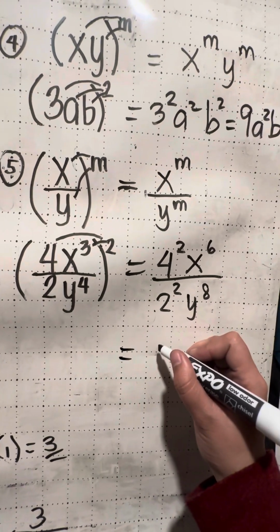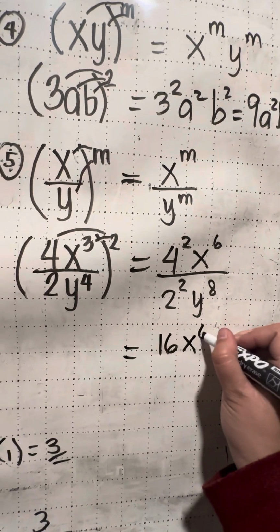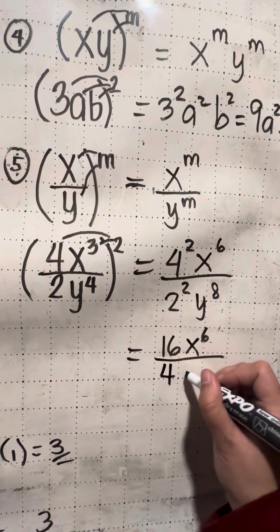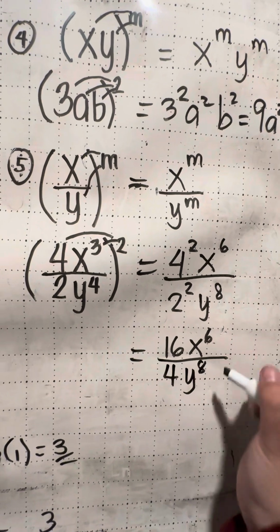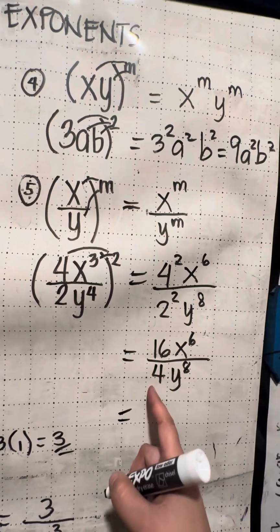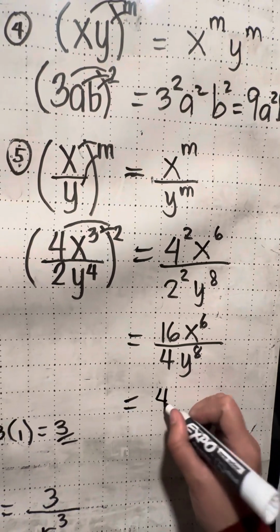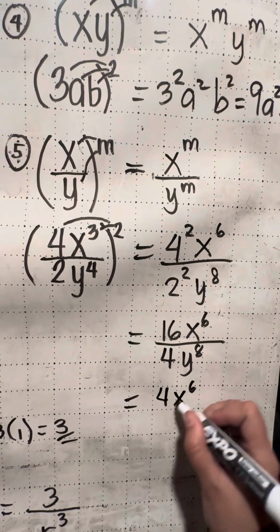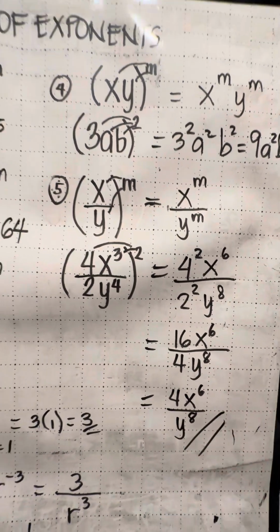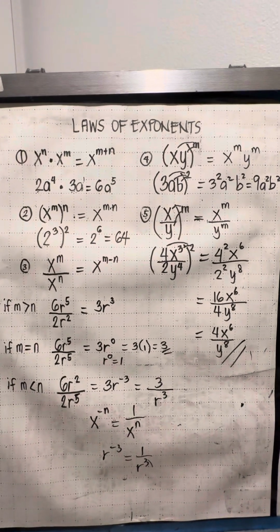So 4 squared is 4 times 4, that is 16. And then x to the 6th power over 2 squared, which is 2 times 2, and that is 4. And then y to the 8th power. So we can still simplify 16 by 4, right? So 16 divided by 4, that is 4. And then x to the 6th power over y to the 8th power. Alright, so this is how you apply the different laws of exponents.